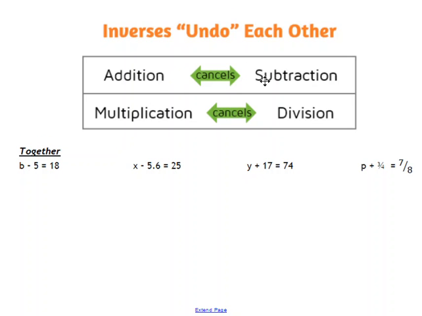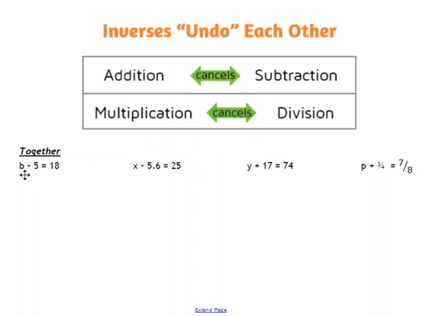Inverse just means the opposite one, or the opposite of that. So we know that these go together. We've learned that over the years, and now we're going to apply that today to help us get the variable by itself. Now, before we look at some of these problems, sometimes we can think very easily, well, I can do this in my head.